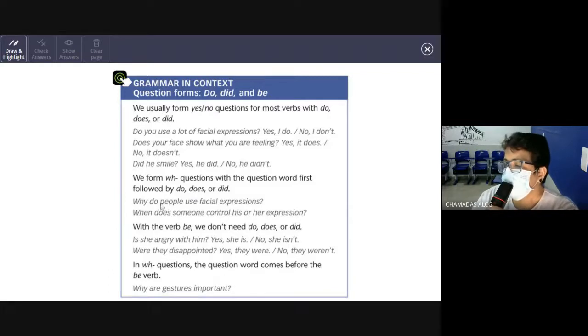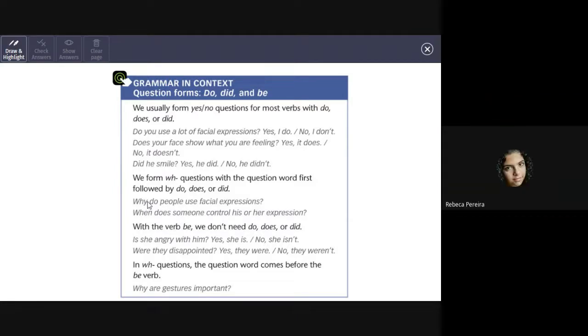Why do people use facial expressions? When does someone control his or her expression?